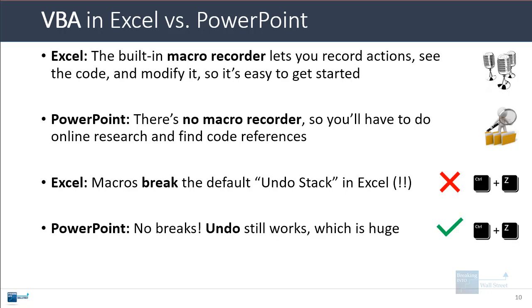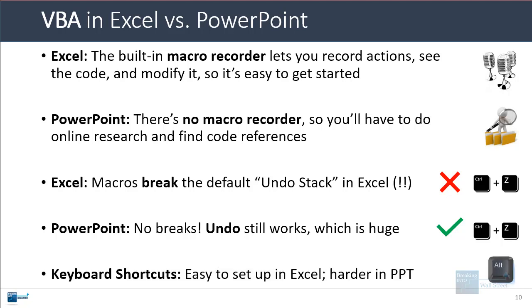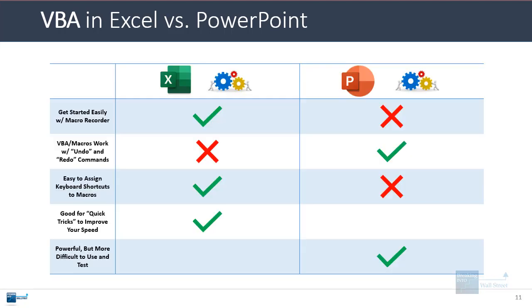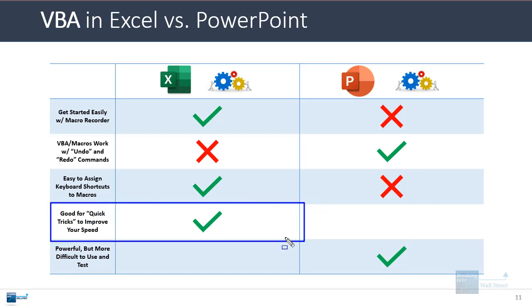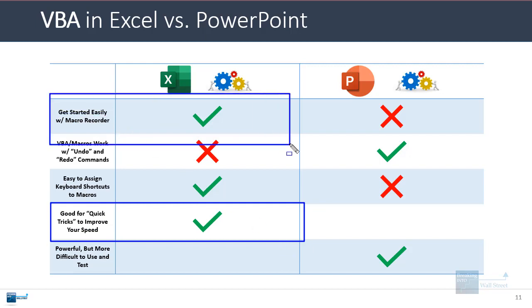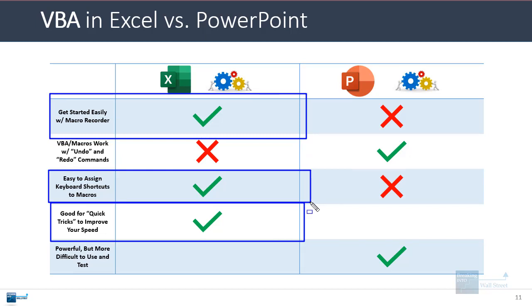Undo still works, which is great and saves you a lot of time. The keyboard shortcuts for macros are easy to set up in Excel, and they're much harder to set up properly in PowerPoint. So there are some advantages and disadvantages, but if I had to sum it up, here's what I'd say. Excel VBA is good because if you just want to use some quick tricks and record a few quick macros to improve your speed, it's easy to get started, it's easy to assign keyboard shortcuts, and so in that way, it's great.